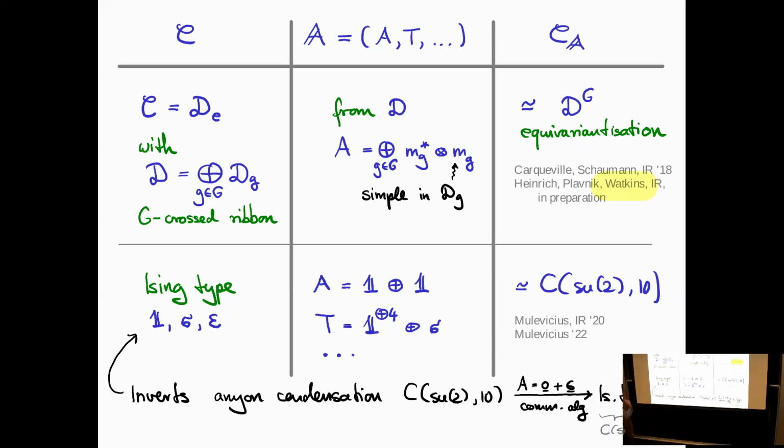As I said, you can always walk between any two modular fusion categories in the same Witt class. And so in particular, it has to be possible to invert anyon condensation. And that's an example. So you can go from SU(2) level 10 to an Ising type category by condensing 0 and 6. But you can also go back from Ising to SU(2) level 10.